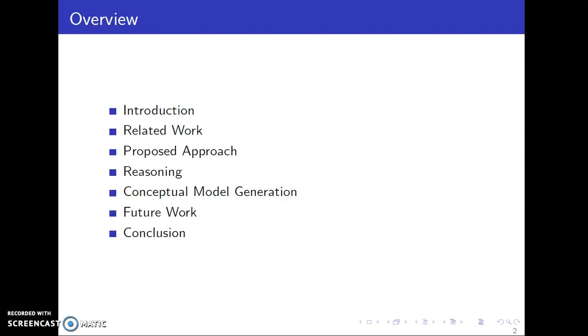This is the overview of my presentation. At first, I am going to give a short introduction to conceptual modeling, and then I want to discuss some related works and the motivation behind this work. After that, I'm going to discuss the proposed approach and the proposed architecture to conceptual modeling, followed by reasoning on conceptual model specification, conceptual model generation, future work, and conclusion.